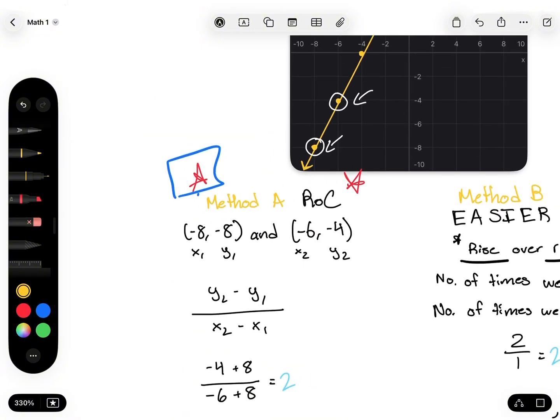I did this one and this one. When I wrote them out, I got (-8, -8) and (-6, -4). Again, we'd write down x1, y1, x2, y2, just going across. We would substitute each value for its placeholder, and then when we solve it out, we would get 2.